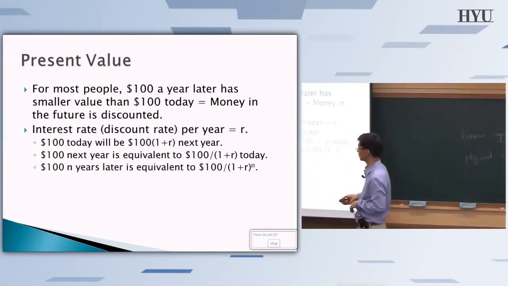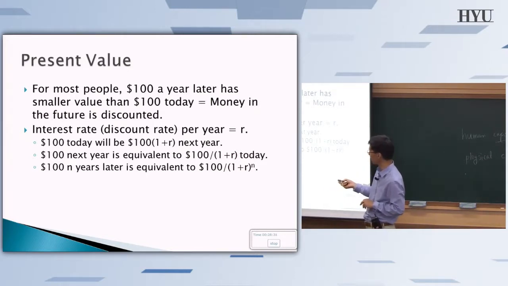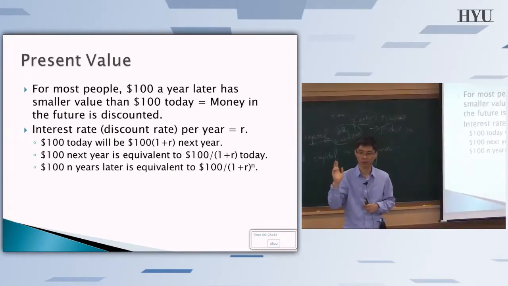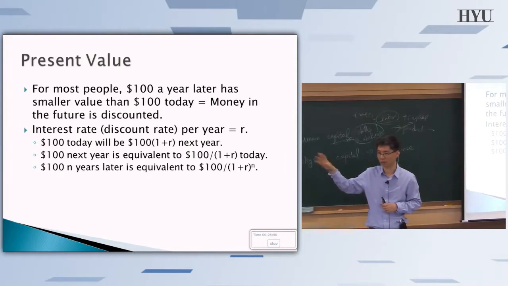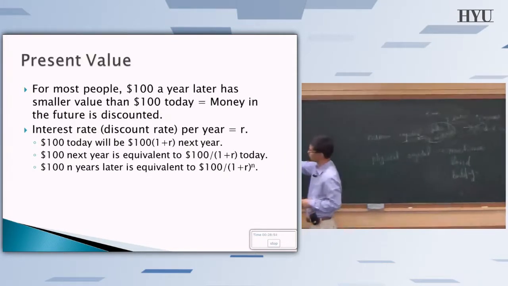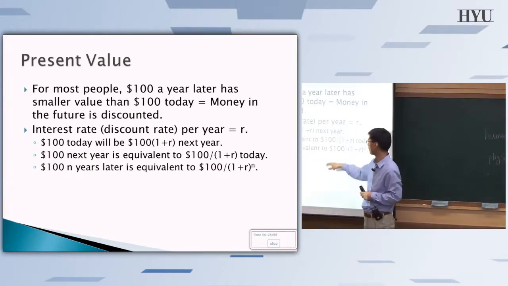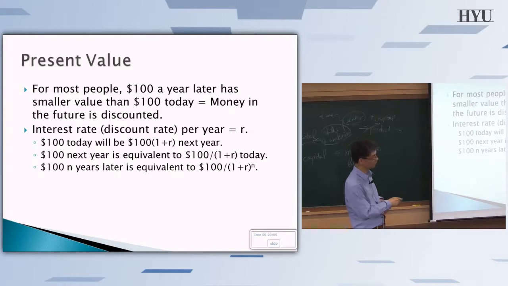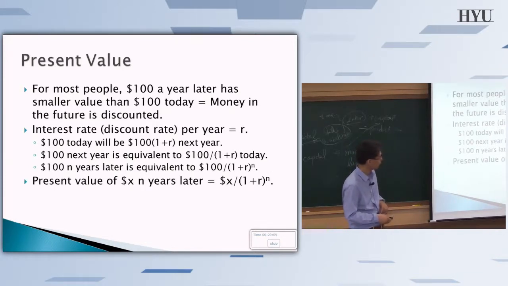And not only 1 year, we can use multiple years. $100 n years later is equivalent to $100 divided by 1 plus R to nth power. Because if you think about it, if you put $100 today, 1 year later, it's going to be $100 times 1 plus R. You just keep the money in your account. Another year later, it's $100 times 1 plus R squared. Okay? So you do that, and then you just use the logic inversely. So $100 n years later is just $100 divided by 1 plus R to nth power. Okay? So this is the present value of this money. So present value of X dollars n years later is X divided by 1 plus R to nth power. So that is the concept of present value.